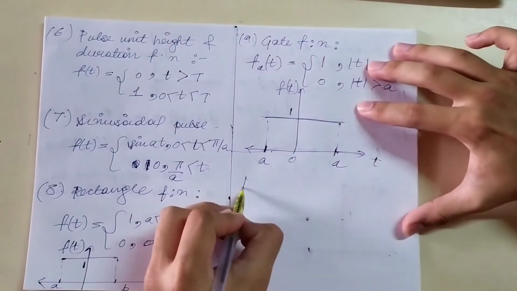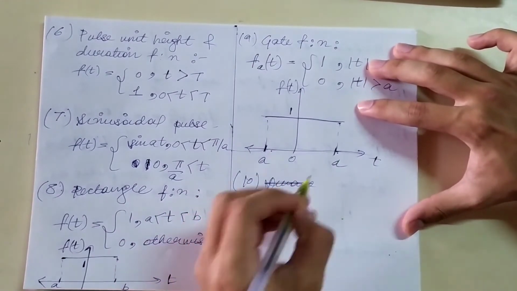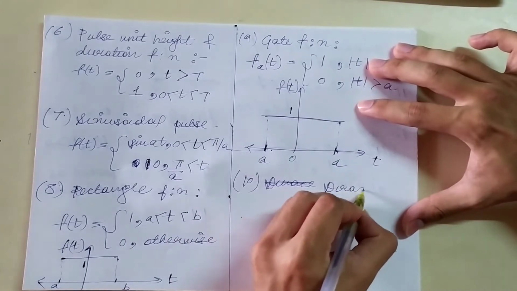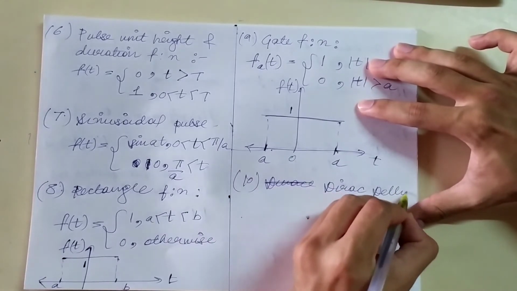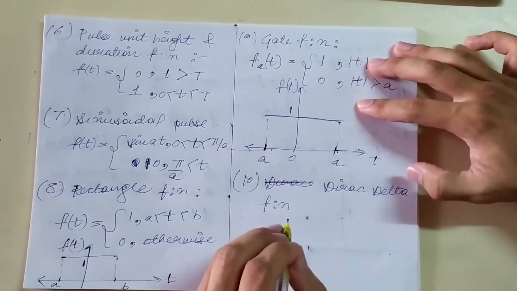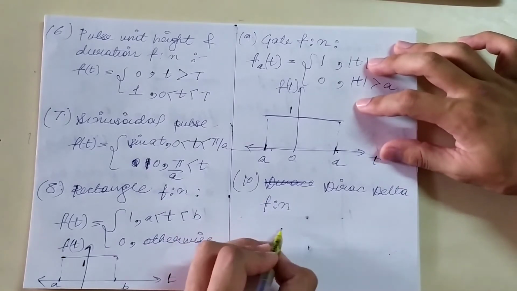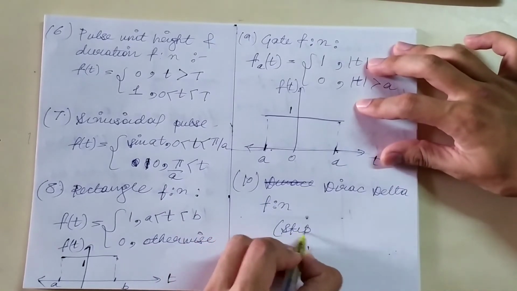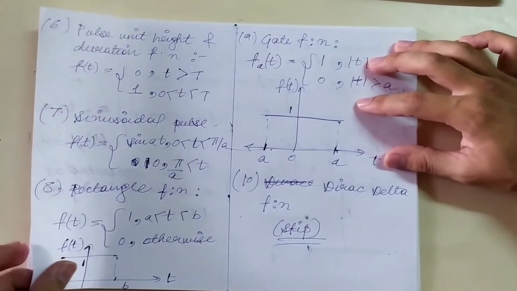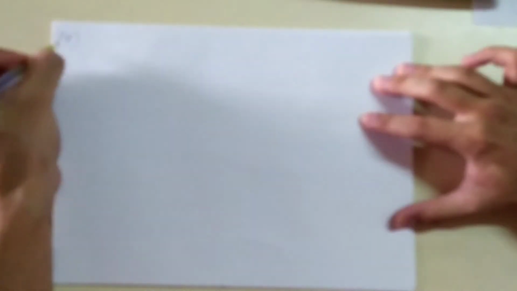Now the tenth function is the Dirac delta function. This function we will discuss in the coming units, so here we are just skipping it. Now we come to our next function, which is the Signum function. So the eleventh one is the Signum function.